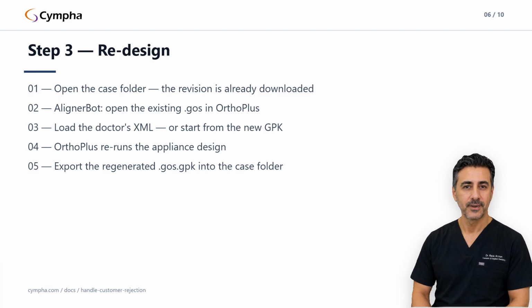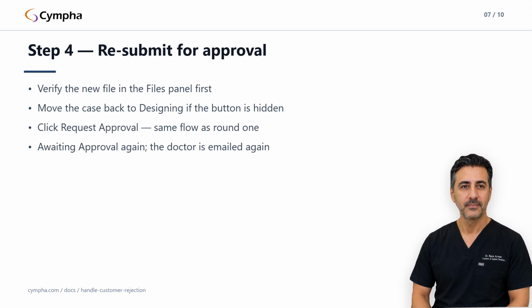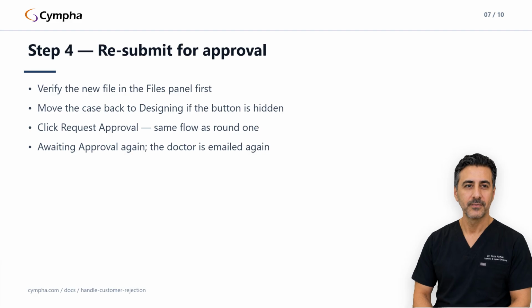Resubmitting is the same move as round 1. Refresh the case detail and verify the new file actually shows in the Files panel, never re-request on faith. Then click Request Approval. If the button is hidden, remember the rule from earlier: it only renders while the case is in designing, and changes requested is not designing. As the holder, use the status select to move the case back to designing first, and the button reappears.